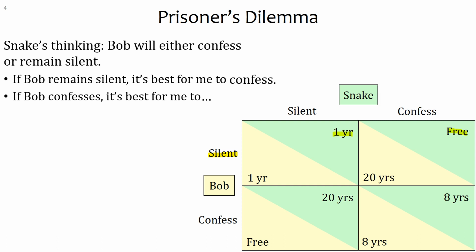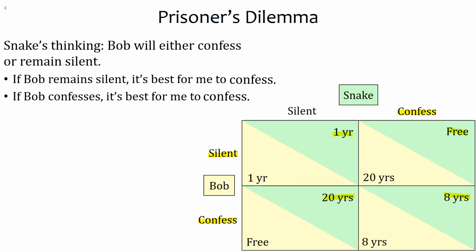Now, if Bob confesses, then Snake is again thinking about either silent or confess. So assuming that Bob is going to confess, then we are talking about either 20 years or 8 years. Which one is better? Relatively speaking, 8 years is less than 20, right? So again, the best option for Snake is to confess, right?